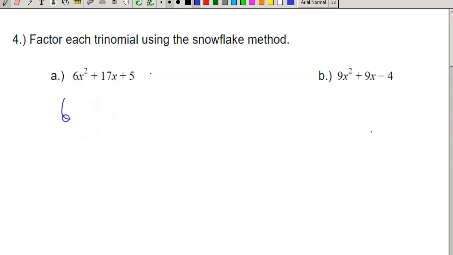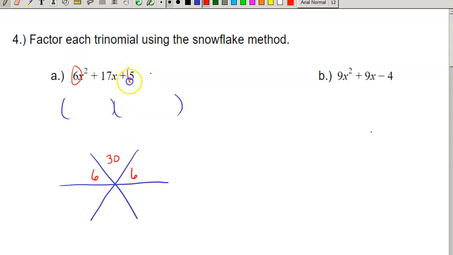You can still use, basically, we're going to go ahead with the 2 parentheses, but when you use the snowflake method, you do the same thing that we've always done, except this right here is now 6, so the a. And then up here, you're going to take a times c. So this one's going to be 30 because you're taking a times c. And then below, you got the b value, which is 17. So now what we're trying to do is figure out what multiplies up to 30 and adds up to 17. Well, in this case, it's going to be 15 and 2. So 15 times 2 is 30, and 15 plus 2 is 17.